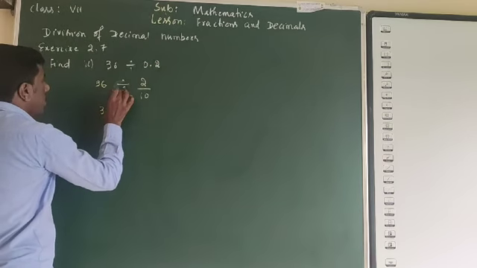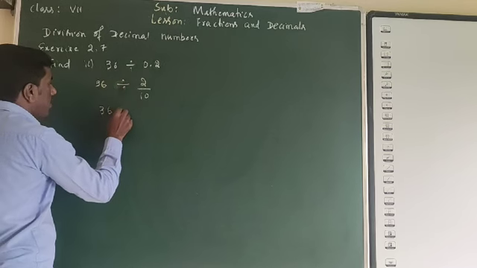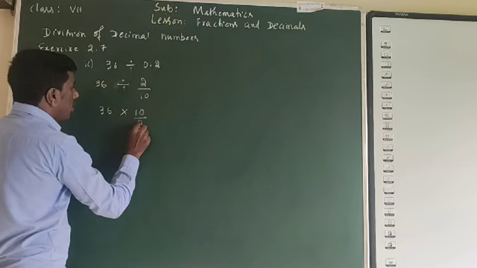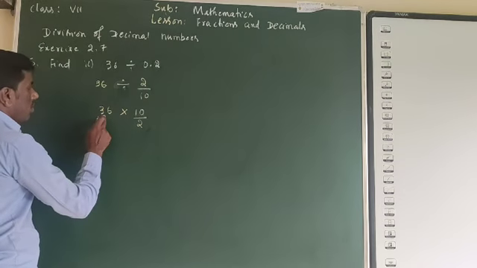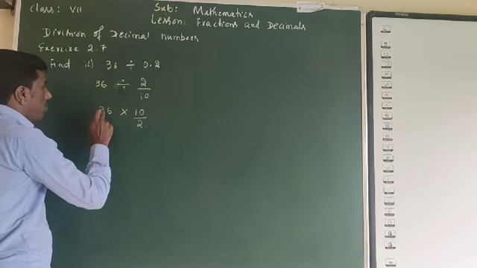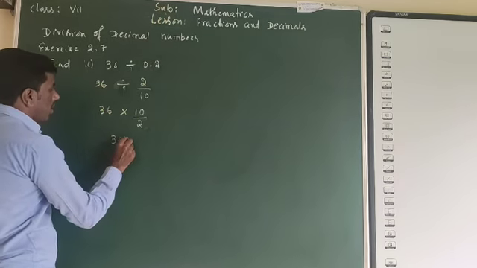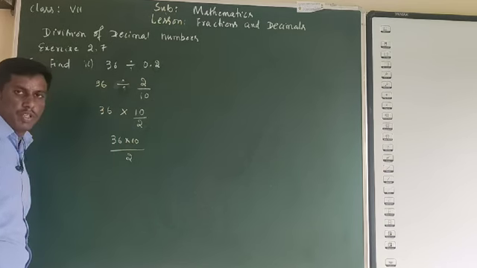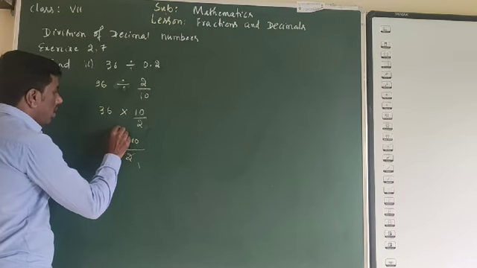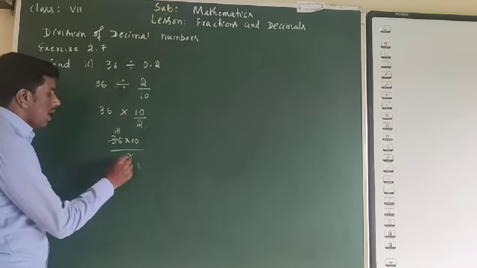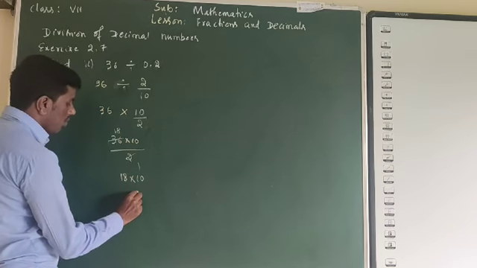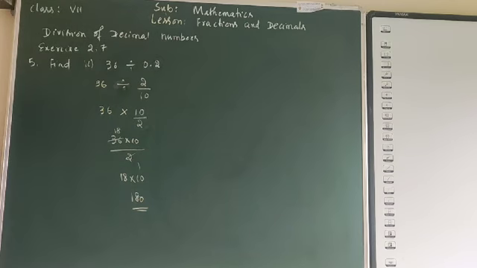Then 36, write the first number as it is. Then convert this division operation into a multiplication operation, and the second fraction goes to the reciprocal, that is 10 by 2. Now this is multiplying a fraction with a whole number. Multiply the whole number with the numerator, keeping the denominator the same. So we simplify this: 2 ones are 2, 2 18s are 36. What is remaining? 18 into 10, so this is 180.